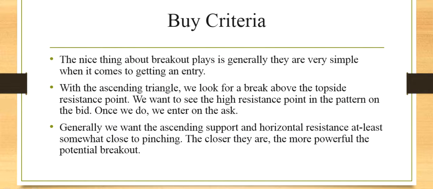So the buy criteria, what is the buy criteria for an ascending triangle? The nice thing about breakout plays is generally they are very simple when it comes to getting an entry. It's very straightforward. There's no guesswork on your part. With the ascending triangle, we look for a break above the top side resistance point. We want to see the high resistance point in the pattern on the bid. Okay, so we want to see that the high price of that horizontal resistance broken, and that price on the bid. Once we see that price on the bid, we enter on the ask.